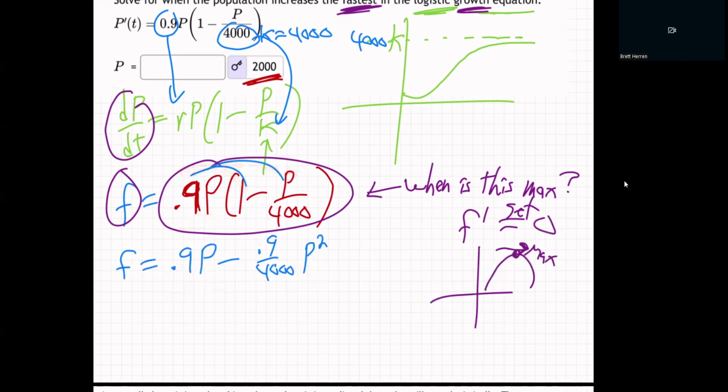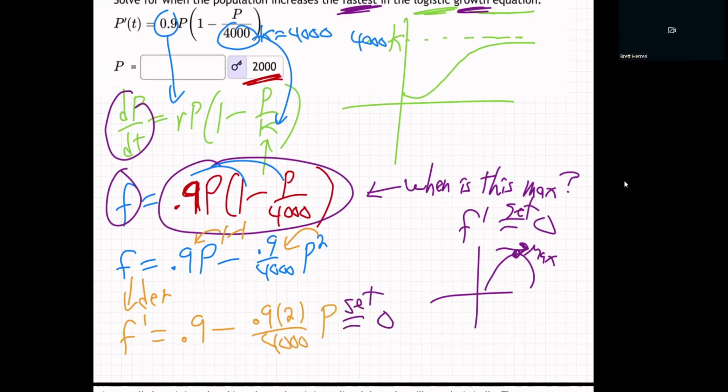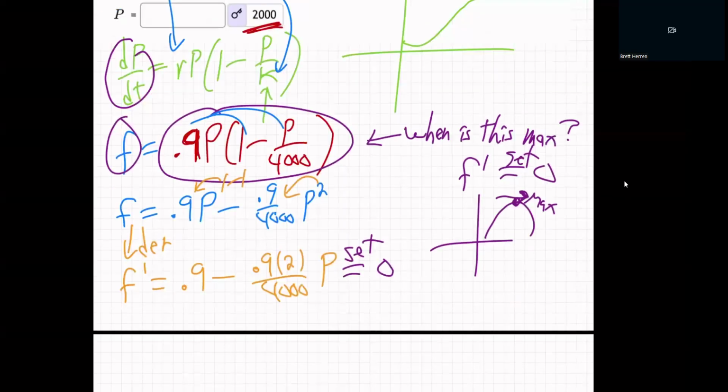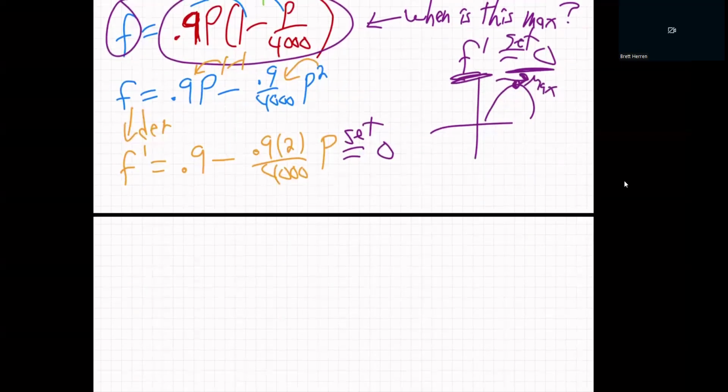Okay, now let's take the derivative. So now I want f prime. That's going to be 0.9, because the 1 power comes down, subtract 1, it's gone. Minus, the 2 power comes down, 0.9 times 2 over 4,000 P to the first. And what are we going to do with that? We're going to set it equal to 0, because that's how you find where anything is maximum. Take the derivative and set it equal to 0. So, okay, here it is. Took the derivative, set it equal to 0.